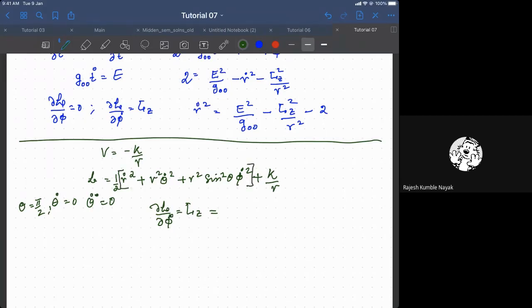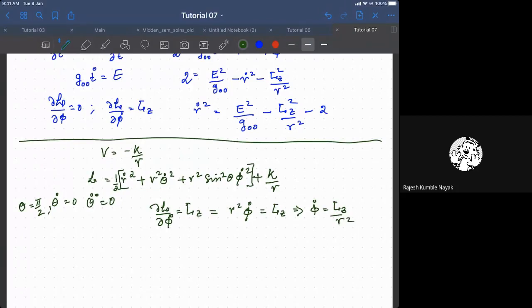Okay, does this make sense now? The kinetic energy minus potential energy is your classical Lagrangian. Potential is minus K by r. Kinetic energy should have a half there. So I missed that. So we have r square phi dot is equal to Lz. So this is the same thing we are getting. So this implies phi dot is equal to Lz by r square.